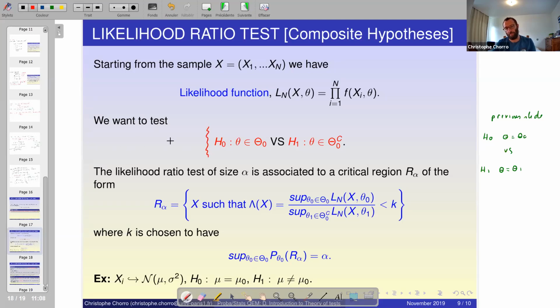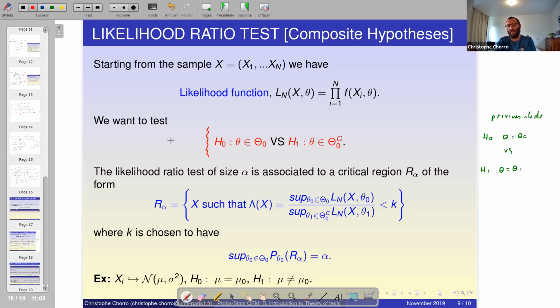In our situation, the idea will be exactly the same as previously. Theta 0 is our hypothesis of interest, so we may expect that the true value of theta is inside capital theta 0.